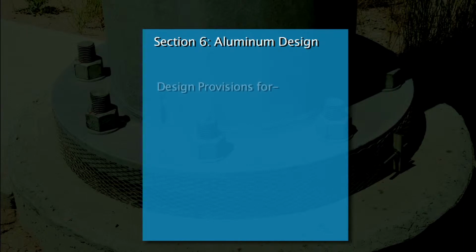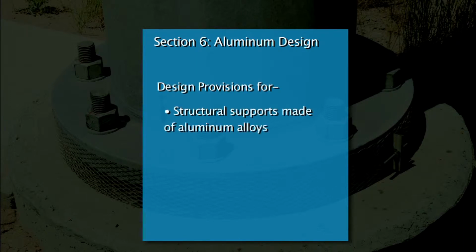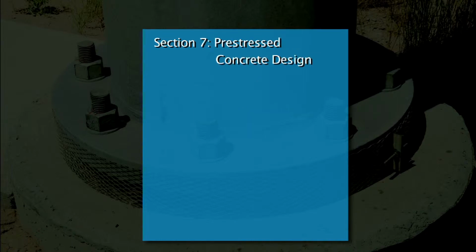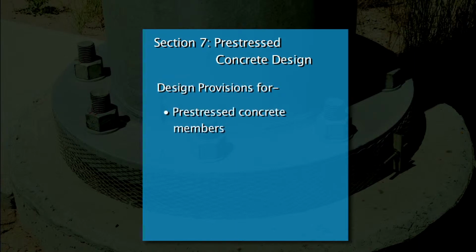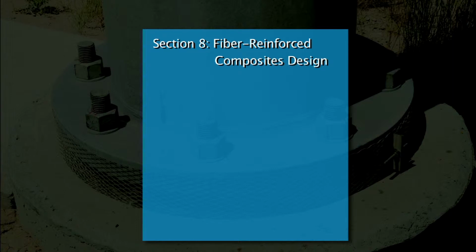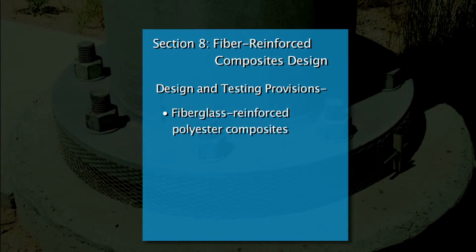Section 6, titled Aluminum Design, specifies design provisions for structural supports made of aluminum alloys. Section 7, titled Prestressed Concrete Design, specifies design provisions for prestressed concrete members. Section 8, titled Fiber-Reinforced Composite Design, specifies design and testing provisions for fiberglass reinforced polyester composites.